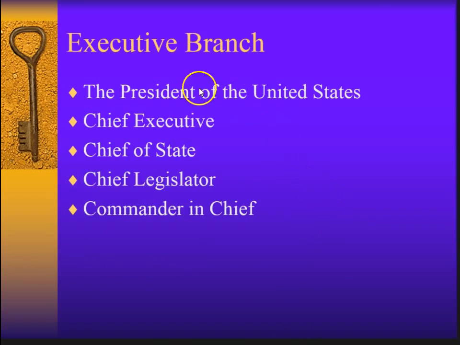The executive branch, all the power resides within the President of the United States. Now, the President takes on a bunch of different roles. These are only 4 of the 7, but as chief executive, it's the President's responsibility to set the course of where we're going. As chief of state, he's the representative that, when he meets a foreign leader, represents the United States in any of those meetings.